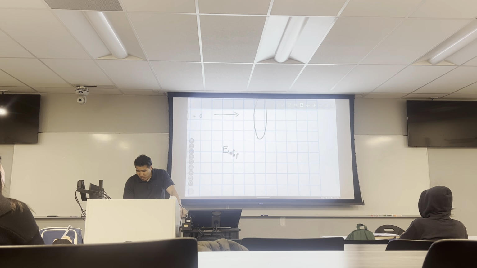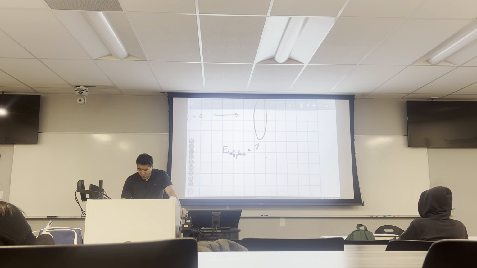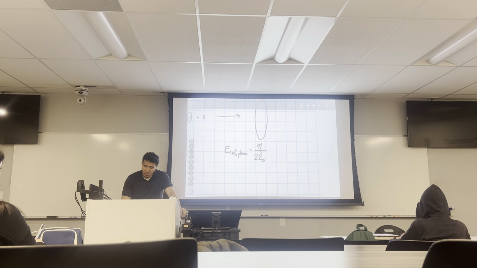For an infinite plane, the electric field is the following. Eta over 2 epsilon naught. Eta over 2 epsilon naught.